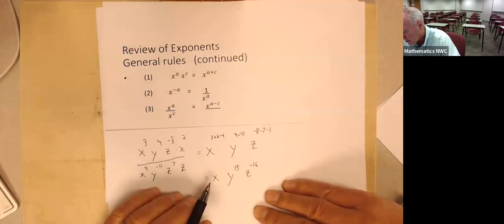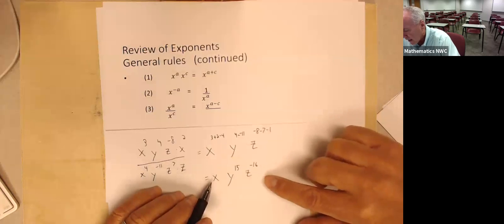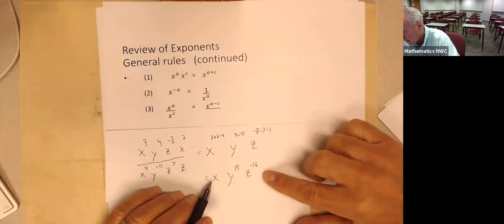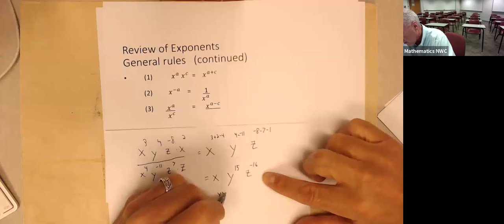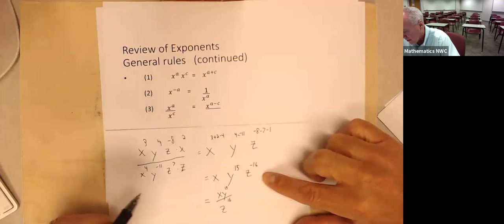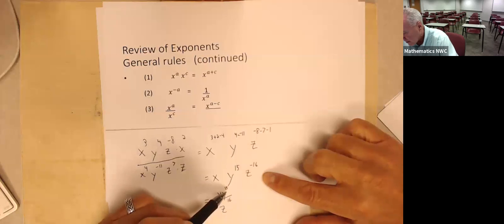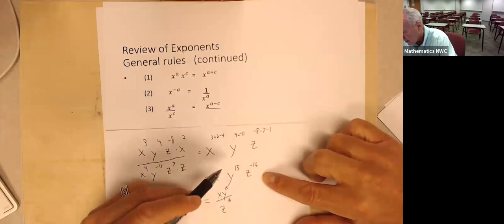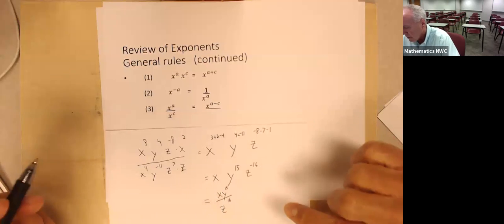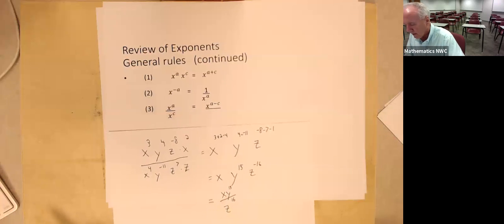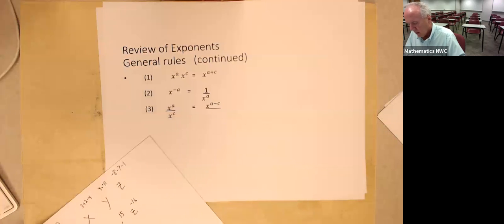If they said write your answer with all the exponents in the numerator, this would be your answer. But if they had said write them with positive exponents, then you would have moved the z down into the denominator and made it a positive exponent. This would be your answer if they said write them all with positive exponents. This one up here would be your answer if they said put them all in the numerator. And they might ask for either one. Okay? One other example.